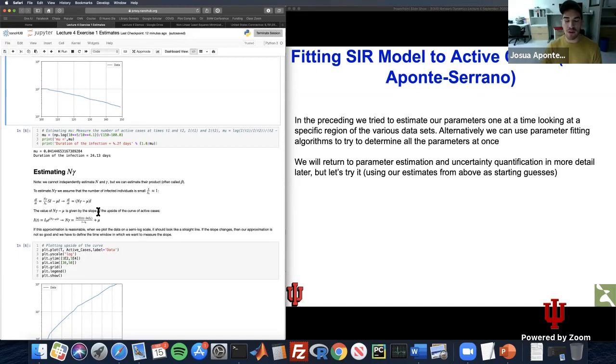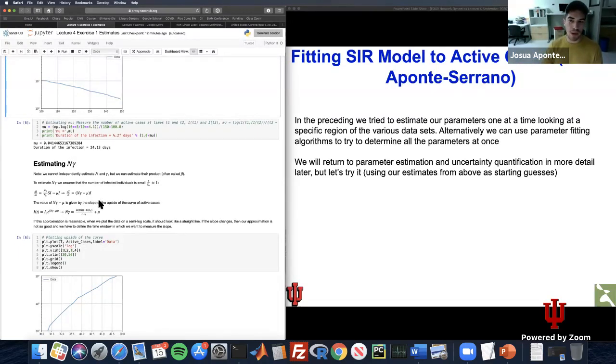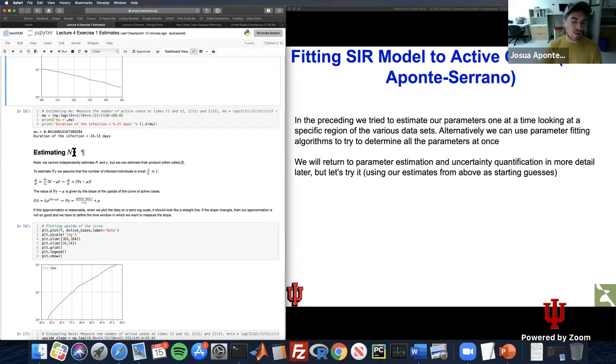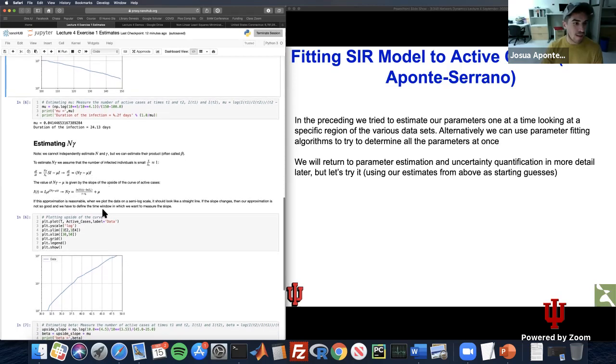Let's say you had the data of the number of susceptible people, then you could use that to estimate one of these parameters independently.